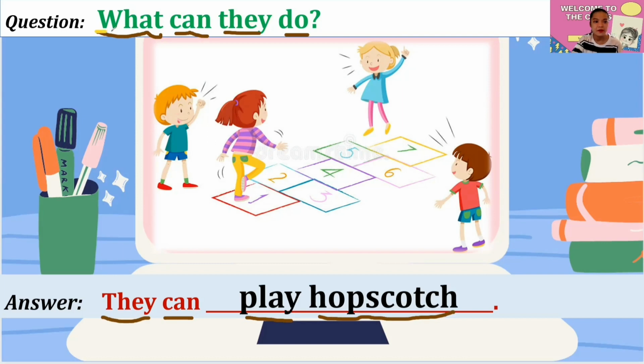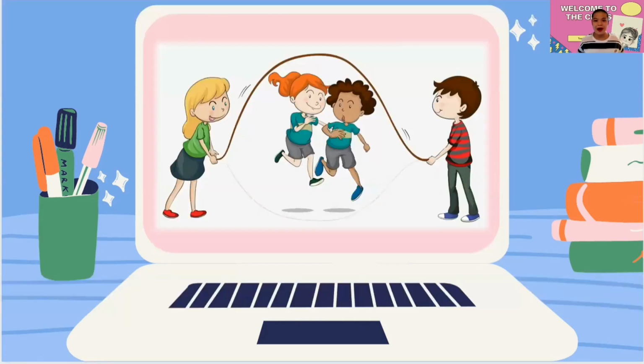Let's start here. Very good. Now let's move on to our next picture. All right, how about this one? What do you think are they doing? Well, let me ask you this one first. How many kids do you see? Very good. There are 4 kids, 2 boys and 2 girls.